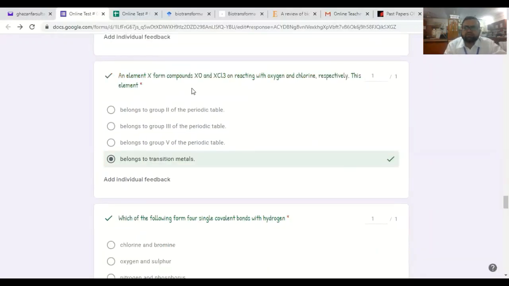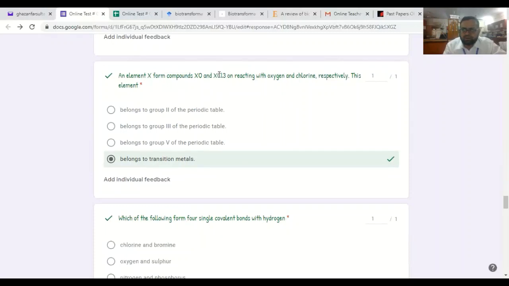Question: an element X forms compounds XO and XCl3 on reacting with oxygen and chlorine respectively. This element belongs to group 2 of the periodic table. Think about this. Oxygen belongs to group 6, so its valency is 2. Then X would also have valency 2. Oxidation state of X would be +2.